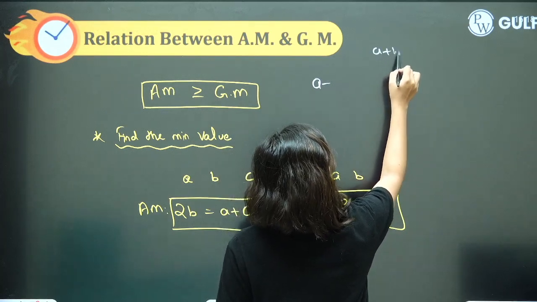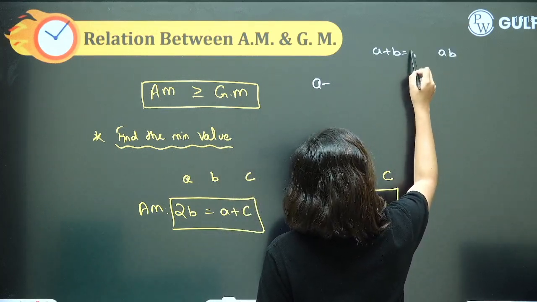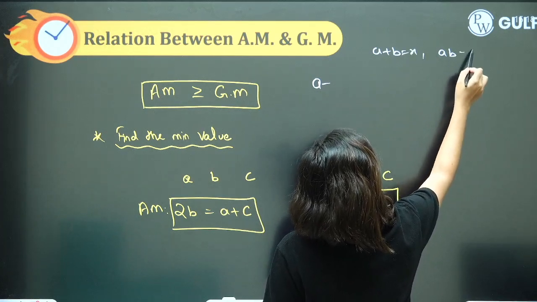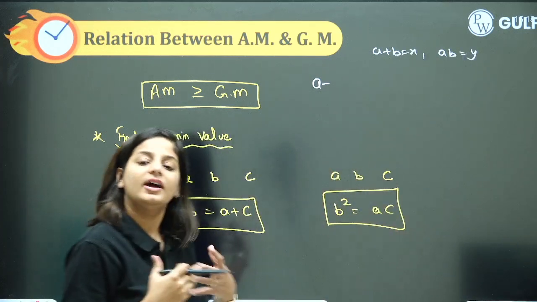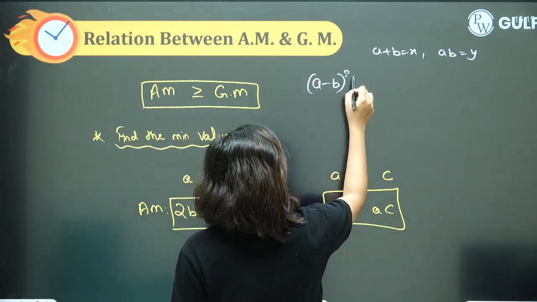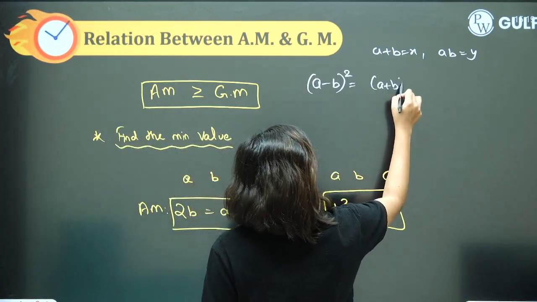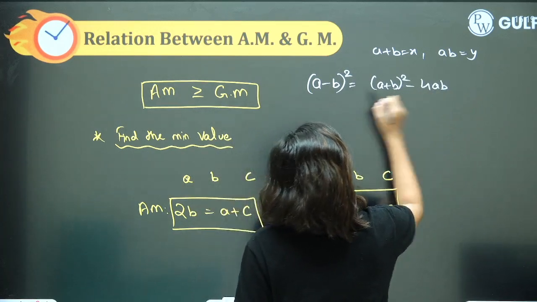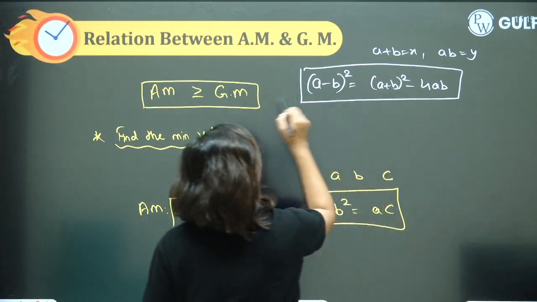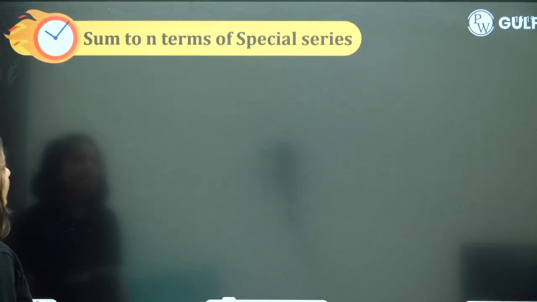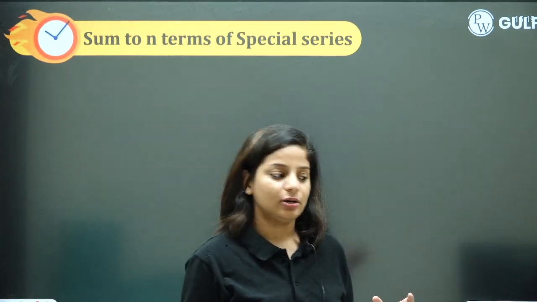One more identity which will help: you will be given A plus B. Let's say A plus B, A into B. You have to find one identity, A plus B, in this. Very nice. And last topic is coming to special series.